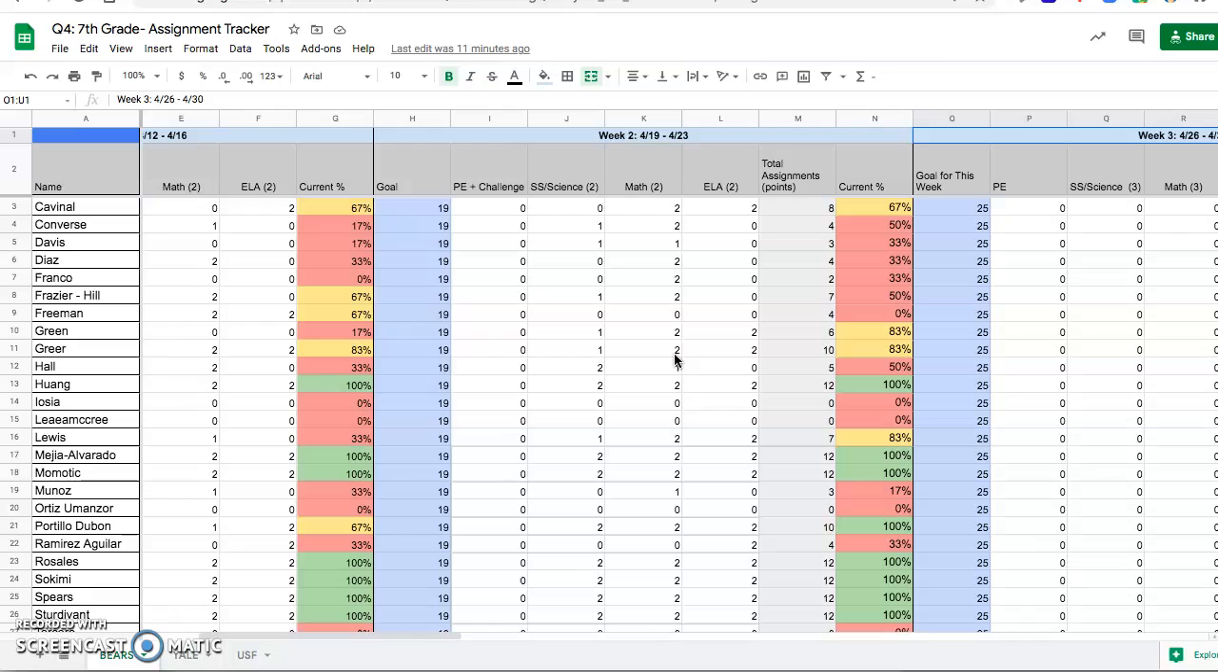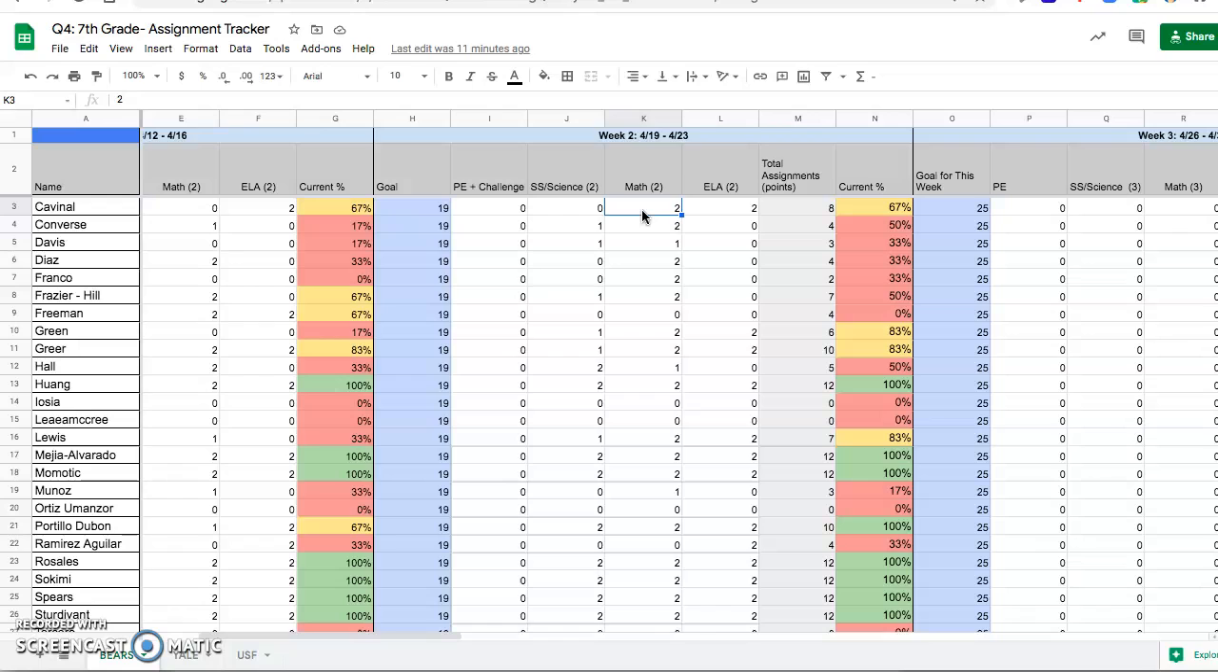So how do we read this tracker? What is it saying? The tracker is giving you how many assignments were completed by your student. So if we look at week 2, which was last week, science gave out 2 assignments, math gave out 2 assignments, and ELA gave out 2 assignments, which means that if we look at Mr. Kavanaugh, he completed all of his math assignments. So if he got a 2, that means that he actually completed the 2 assignments. It does not mean he has 2 assignments missing.